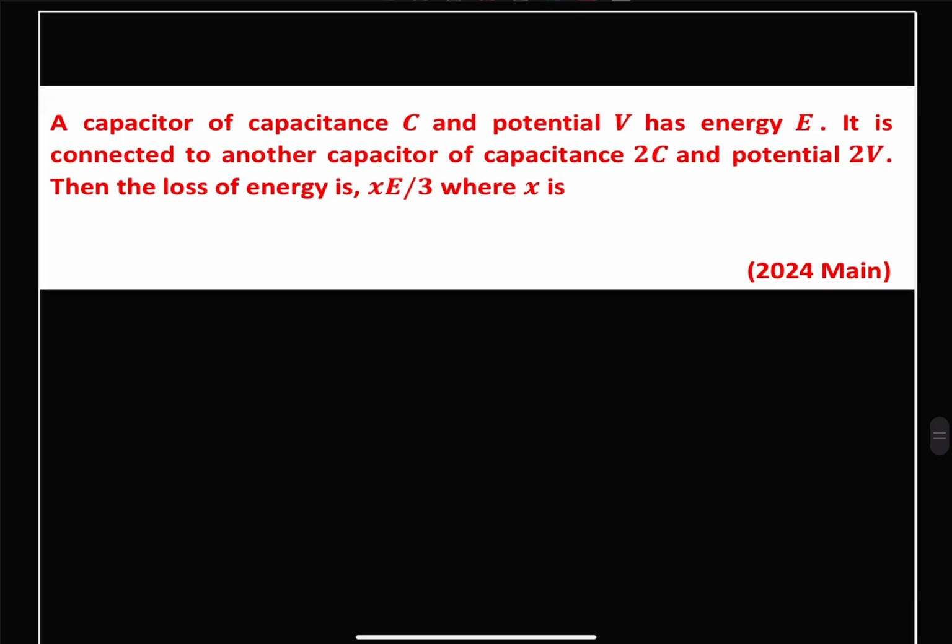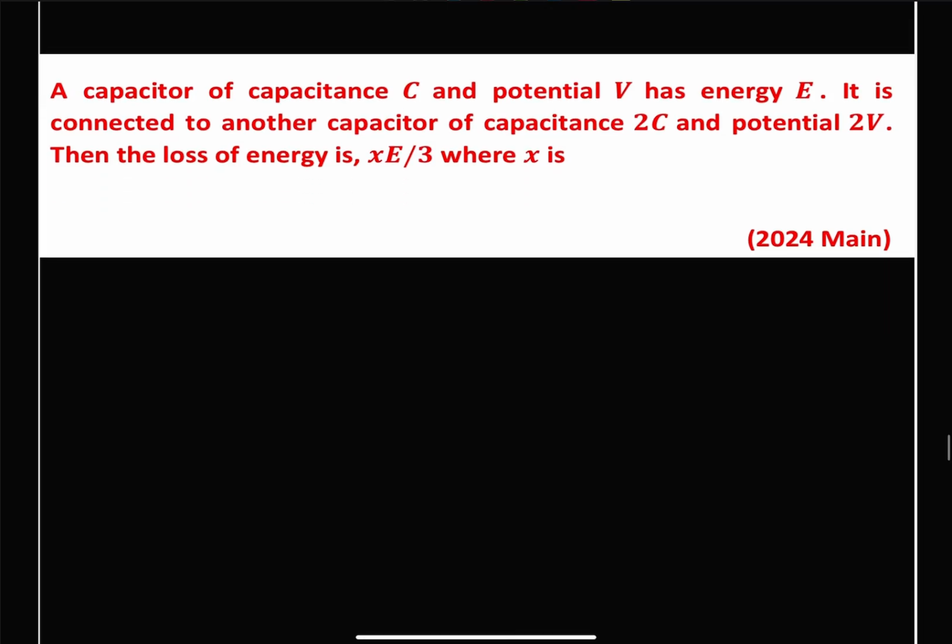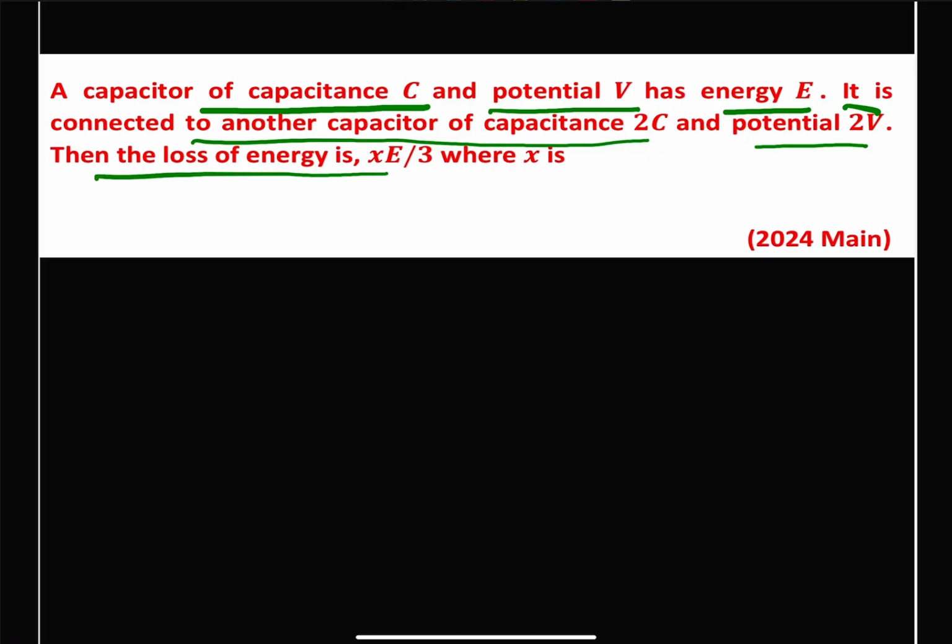We are given a capacitor of capacitance C and potential V has energy E. It is connected to another capacitor of capacitance 2C and potential 2V. Then the loss of energy is Xe divided by 3. The value of X is.